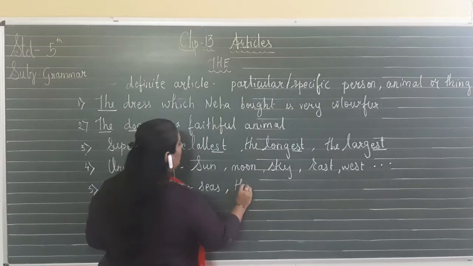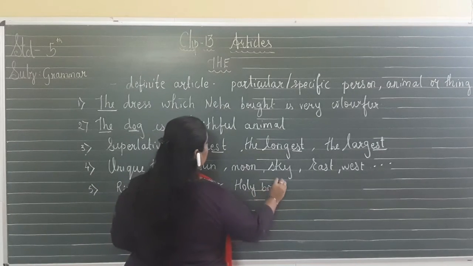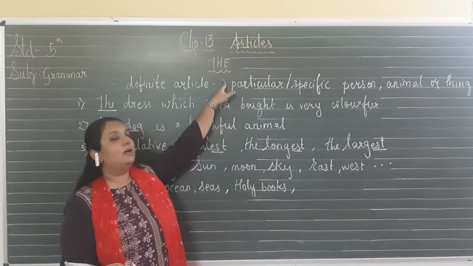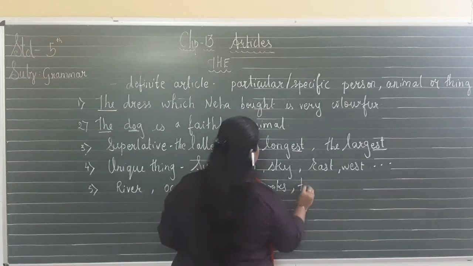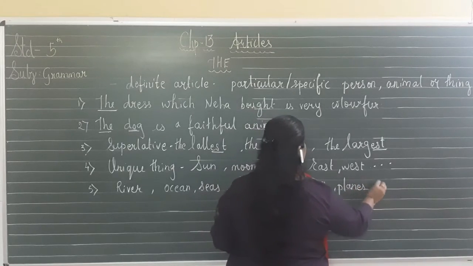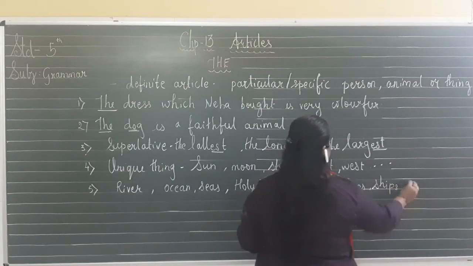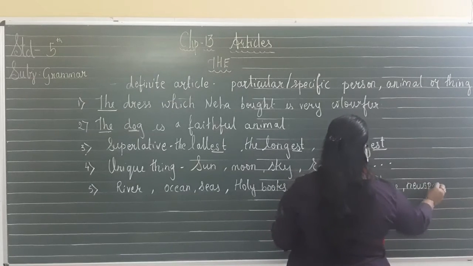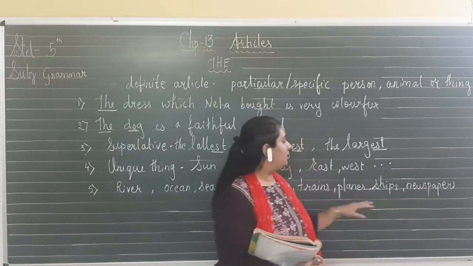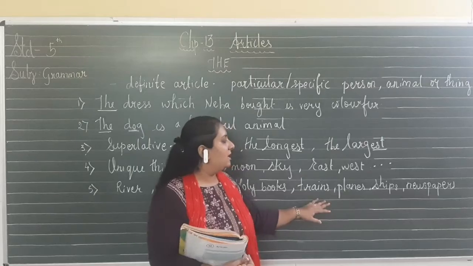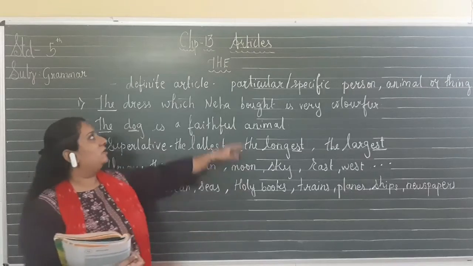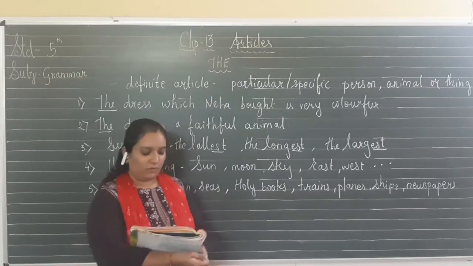Also holy books. What are holy books? Like Bhagavad Gita, Quran, Bible. Before that we can use article the. Names of trains, planes, ships, newspapers. For example, Hindustan Times, I will say the Hindustan Times. If it is a train, I will say the Shatabdi Express. Planes, ships. So wherever you find these proper nouns, only there you can use article the. Let us move to the next rule.